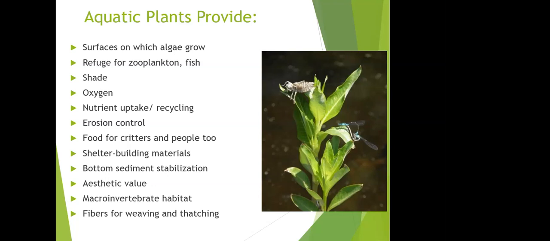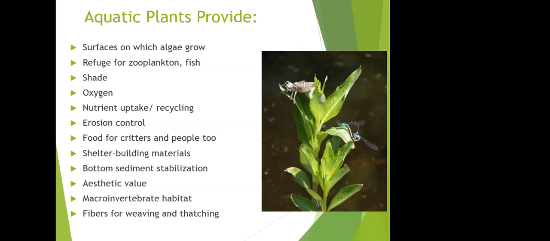Aquatic plants provide food for critters and people. They also provide a lot of shelter and building materials for insects and birds. They stabilize the bottom so that you don't have sediment that's stirred up as easily into the water column. Some of these are very pretty to look at. They provide macroinvertebrate habitat, and macroinvertebrates are bugs underwater. And this photo here gives you a really good example of that.